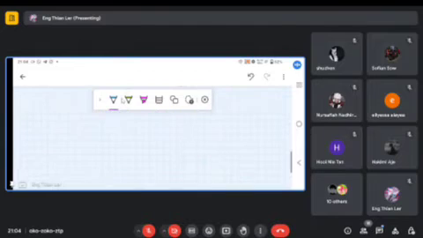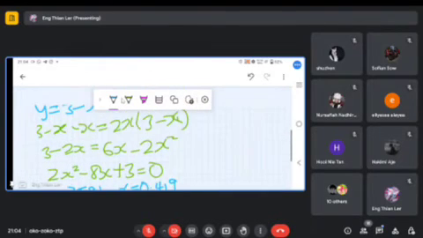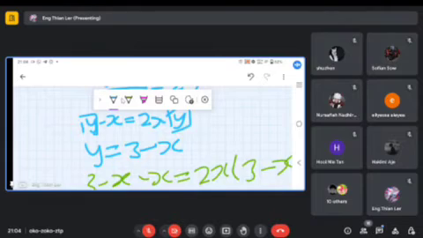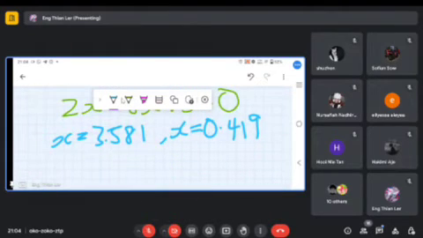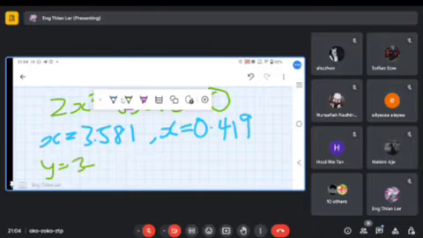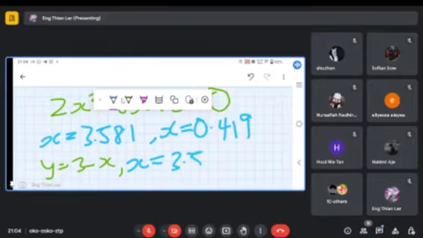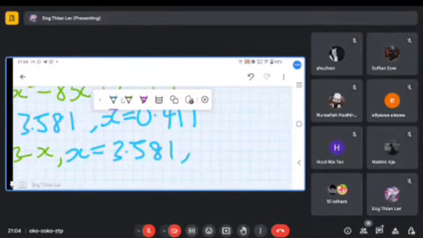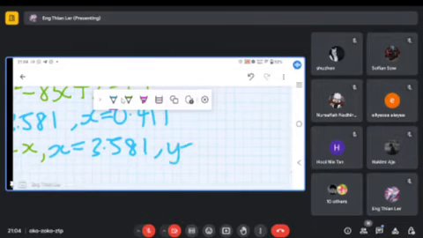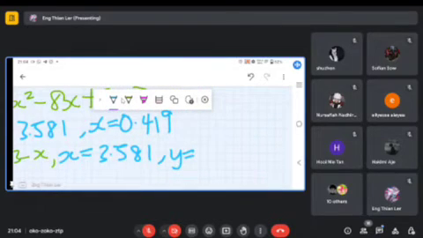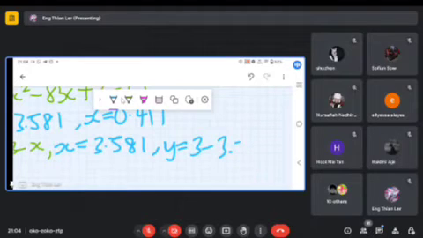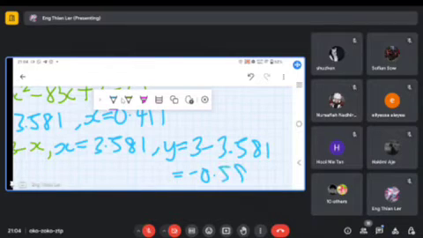Okay, so we got both the x. Now we need to get both the y. So what is y? y equal to 3 minus x. So y equal to 3 minus x, and when x equal to 3.581, y will equal to 3 minus 3.581, which will be equal to negative 0.581.